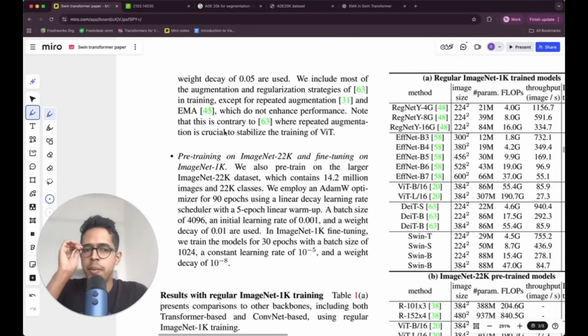These are anyway experimental details which we don't have to spend too much time on, but it'll be good to be aware of those. Note that this is contrary to 63, which is the data efficient image transformer, where repeated augmentation is crucial to stabilize the training.